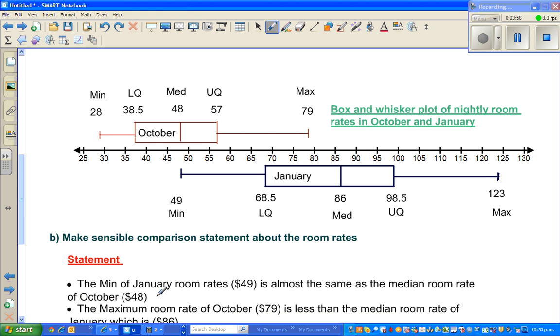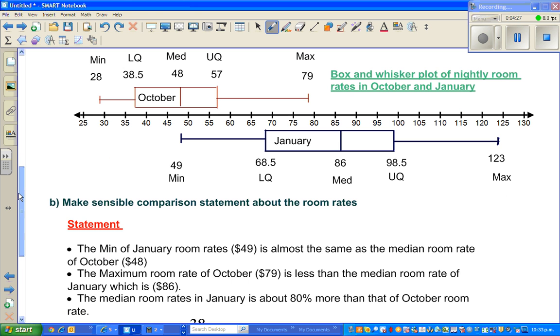The first is the minimum of January, which is 49, almost the same as the median room rate of October, which is 48. You can see here, the median room rate of October is 48, and the minimum of January is 49. That's a good comparison statement, which tells me that the room rates of January are much more than the room rates of October.